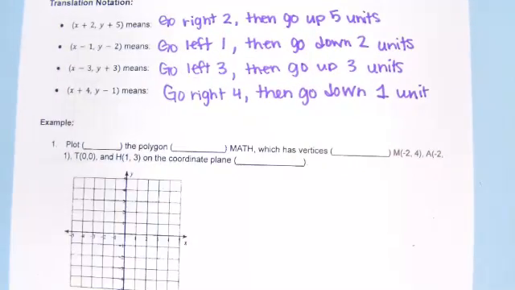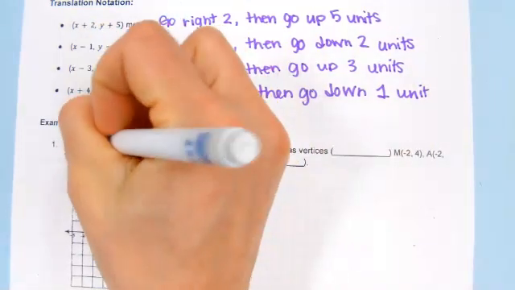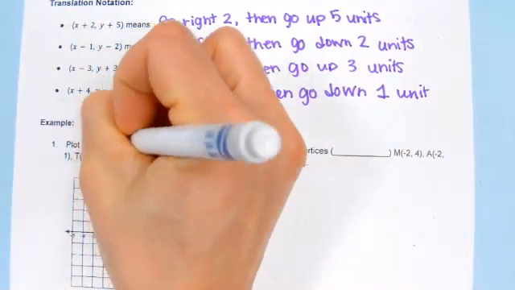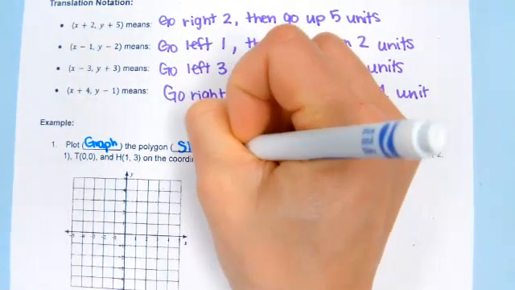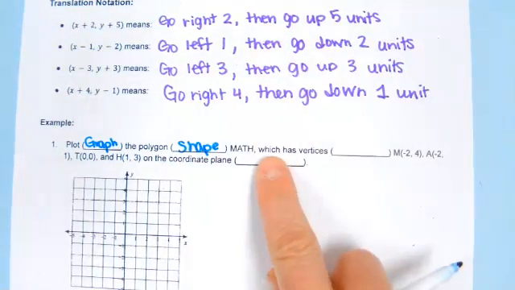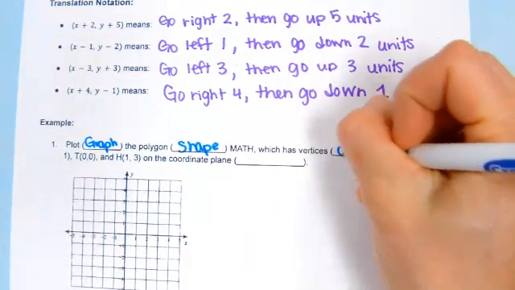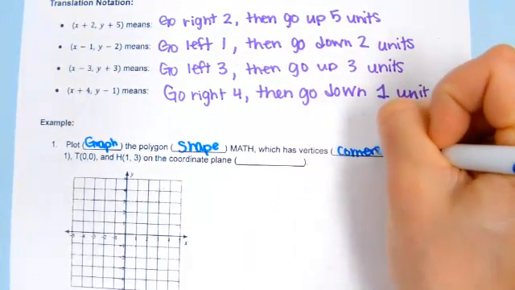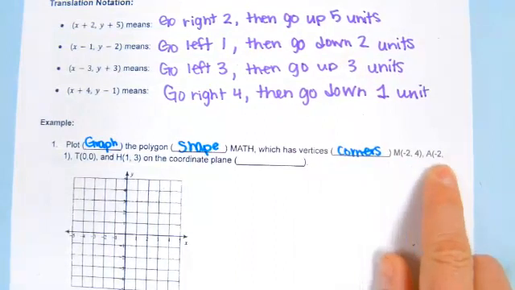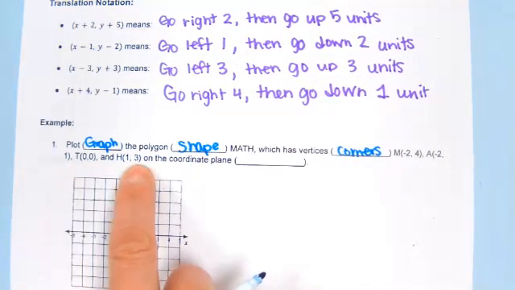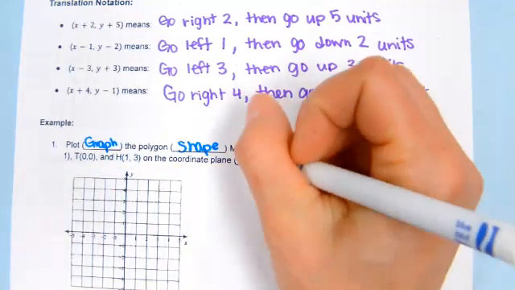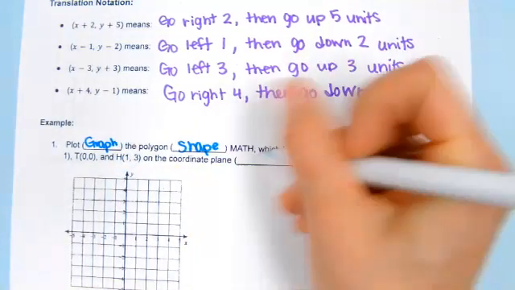So it says plot, and the word plot, just to remind you, means we have to graph, okay? So plot means graph the polygon. Polygon means shape. MATH, which has vertices. Vertices are corners. M(-2, 4), A(-2, 1), T(0, 0), H(1, 3) on the coordinate plane, which is the graph on the grid.